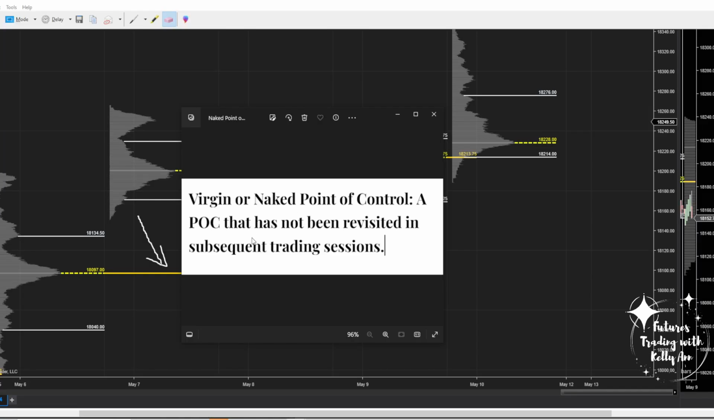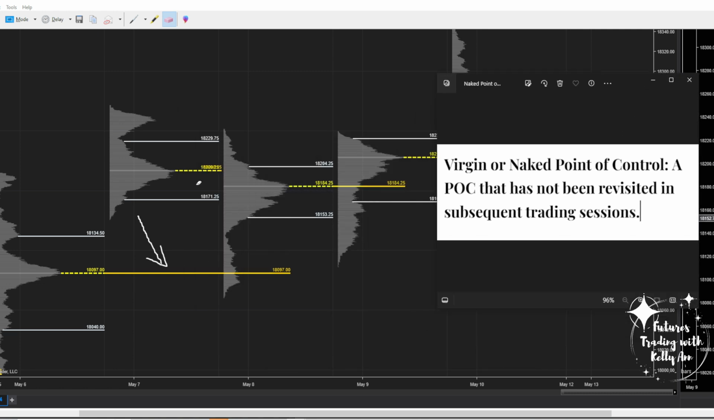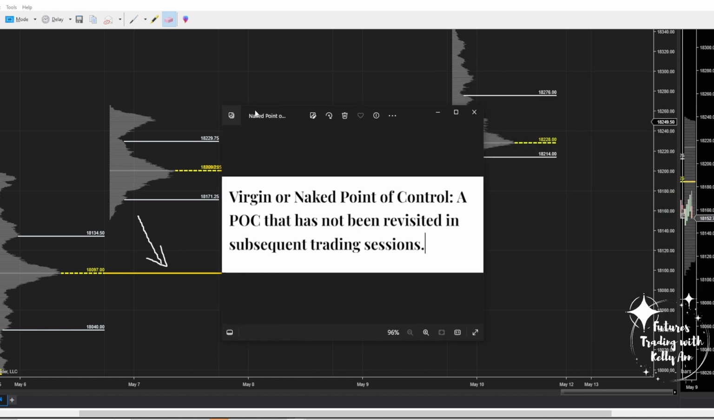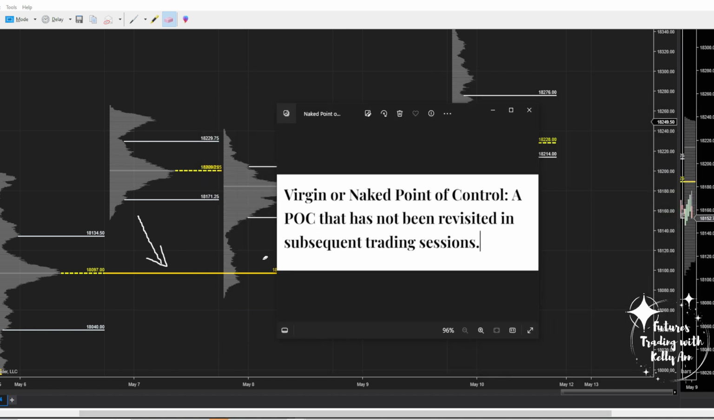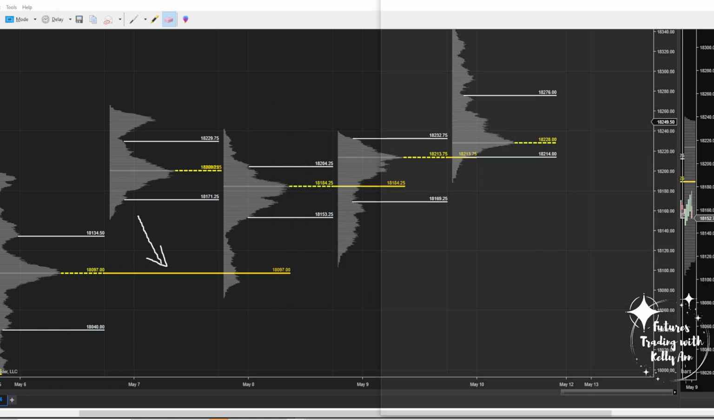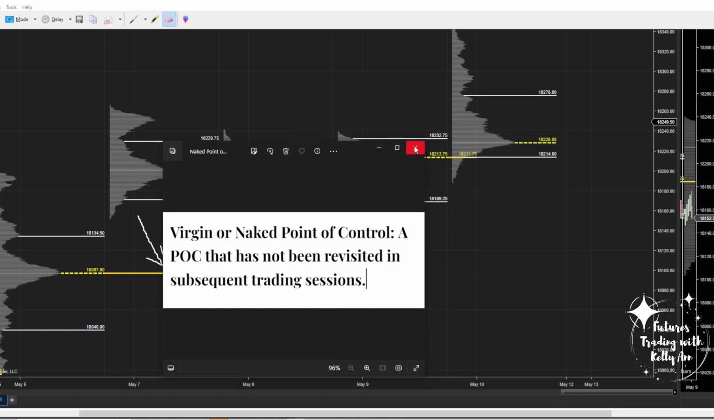And these are just POCs that haven't been revisited. Like the POC is a magnet for price. It's where the highest number of contracts have sold or been purchased. So price is always moving towards it. And when we have naked POCs, we always retest them. It's very unusual to have 3 naked POCs in a row. We usually come back and get 1. But once in a while, we do have that happen.